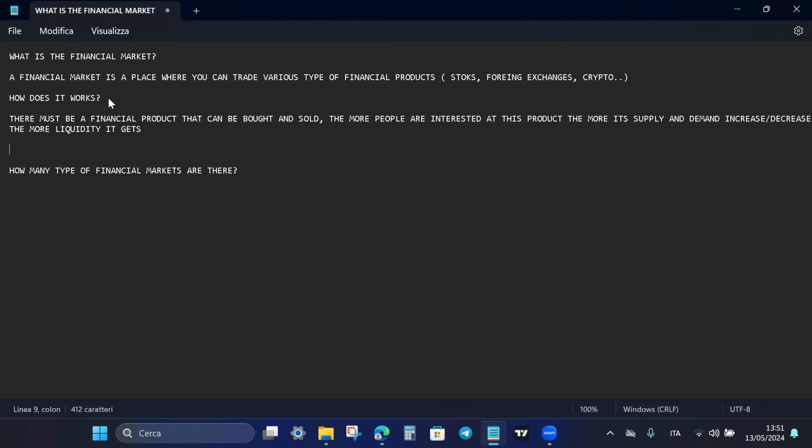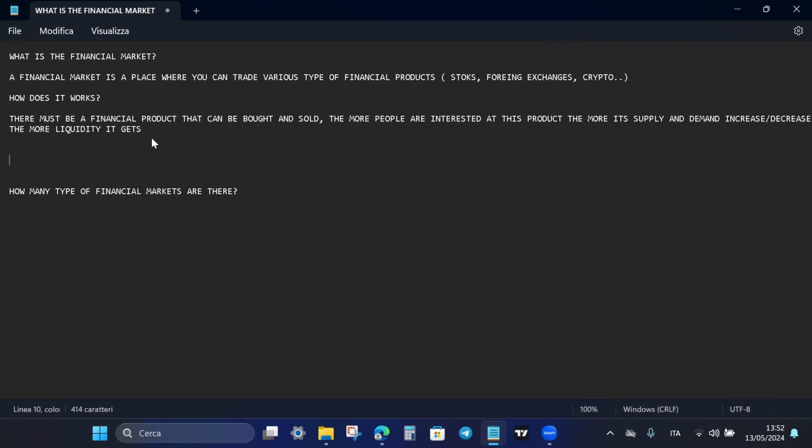When Bitcoin was born, nobody actually really cared about it. So there was a certain amount of demand and supply. When people start to notice and understand the value of Bitcoin, they start to buy it, increasing the demand and decreasing the supply, causing the price to skyrocket. Okay, now let's understand what is supply and what is the demand.